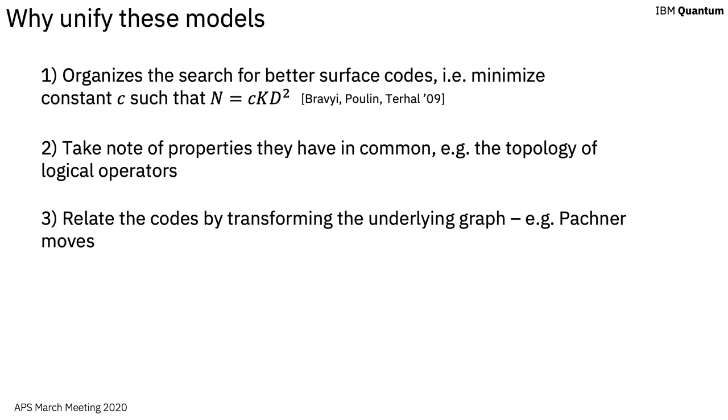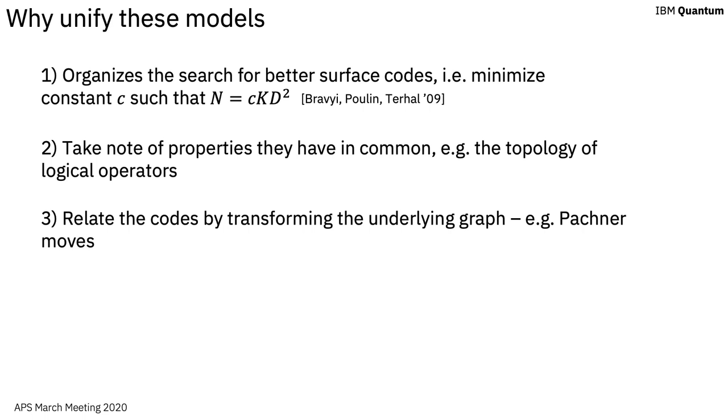But some more concrete reasons are, if I want to optimize the code parameters, n being the number of physical qubits, k being the number of logical qubits, and d being the code distance, it's nice to have a general framework to search through. And so for this bound, where n is at least some constant c times k d squared, the Bravyi-Poulin-Terhal bound, we want to optimize the constant c, or minimize it more specifically.